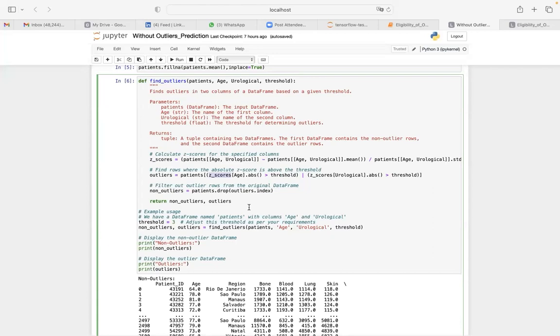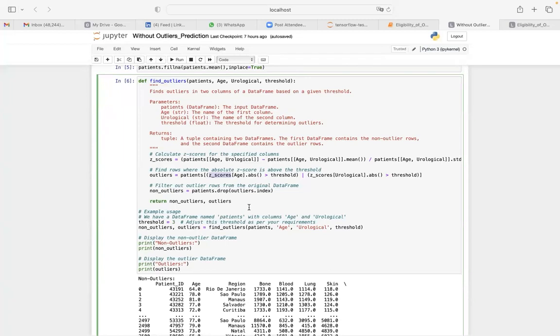for each column, or are we using it for urological also? Both. But urological is not normally distributed, right? No, it's not. Then we should not use Z-score. Is that correct? No, it's not the case. You can use Z scores even if the data is not normally distributed. If it is normally distributed, it won't have outliers anyway.